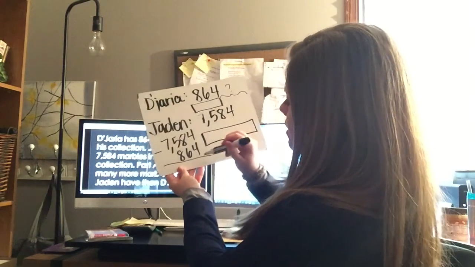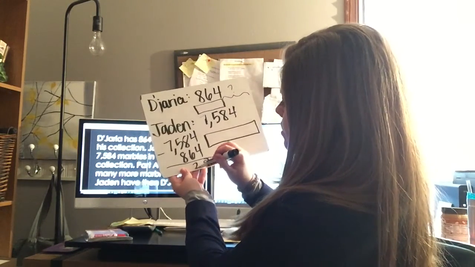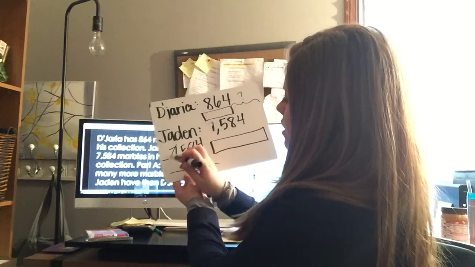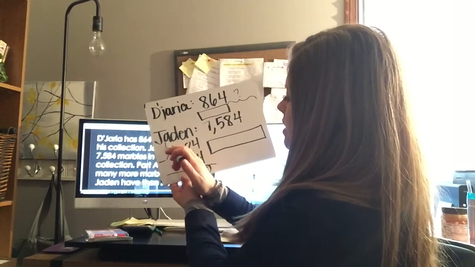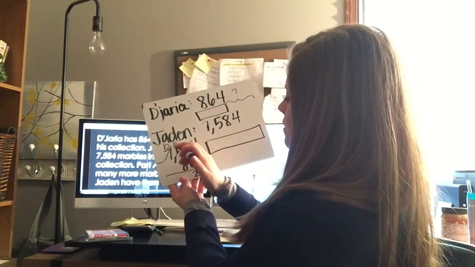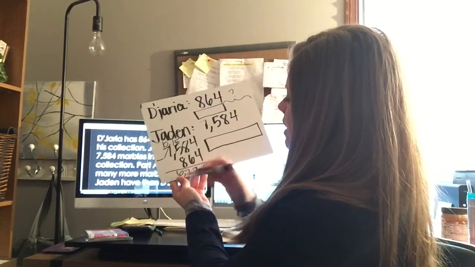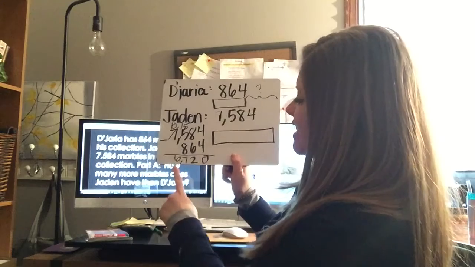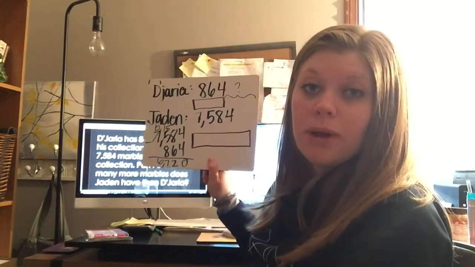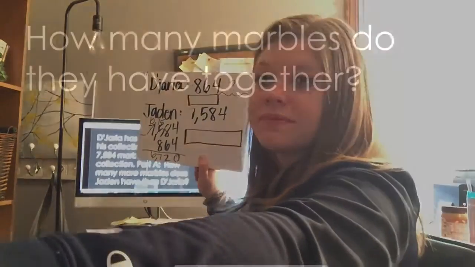And you guys practice this. 4 take away 4 is 0. 8 take away 6 is 2. 5 take away 8 I can't do, so I have to go to the next place value. This becomes a 6. This becomes a 15. 15 take away 8 is 7. And you have 6 there. So Jaden had 6,720 more marbles than Dajaria.